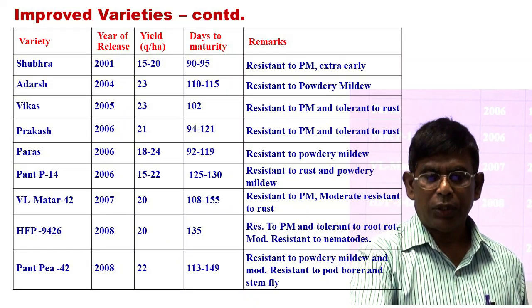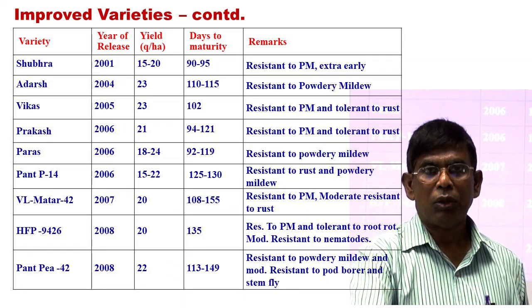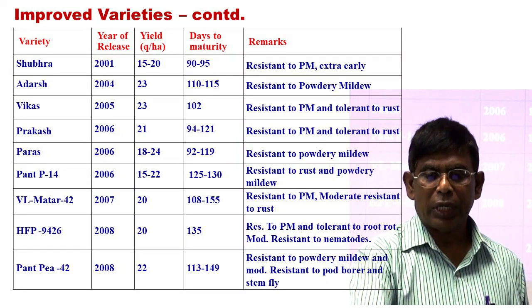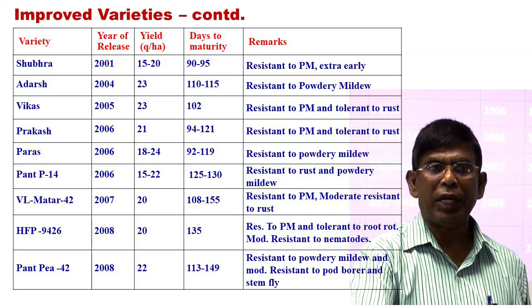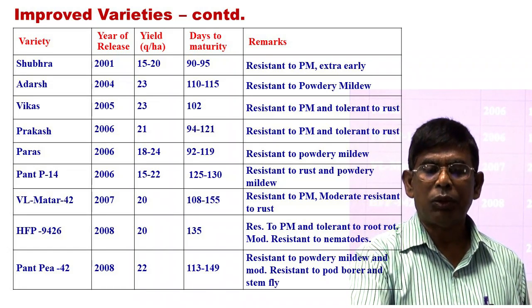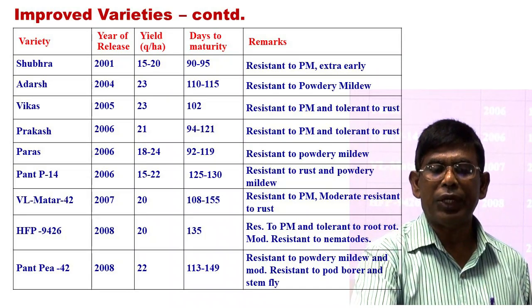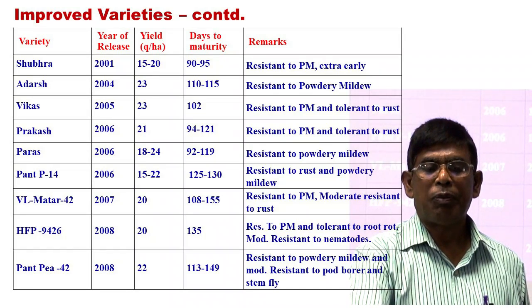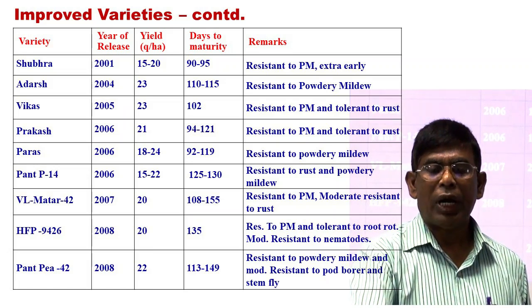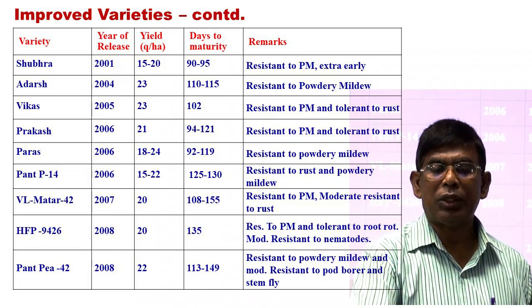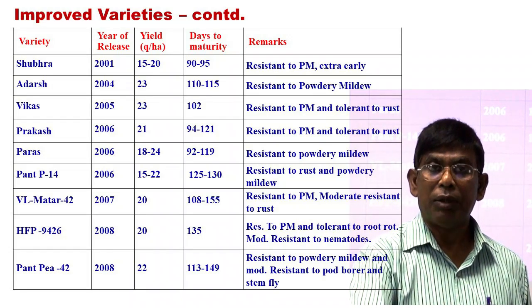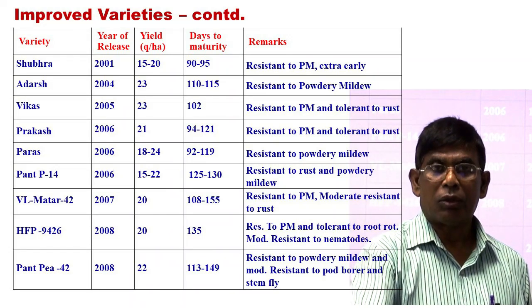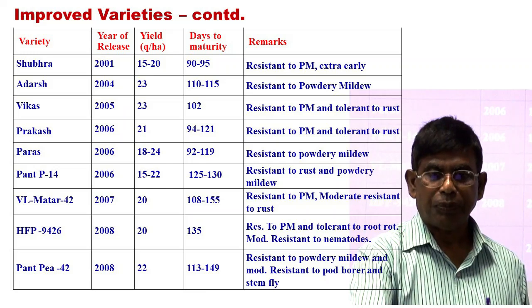Then VL Motor 42, resistant to powdery mildew as well as moderately resistant to rust. Its duration may vary from 108 to 155 days. Then Pont P42, it is also resistant to powdery mildew and moderately resistant to pod borer as well as stem fly, which is very important to control the insects.